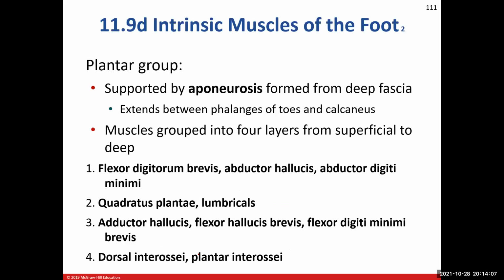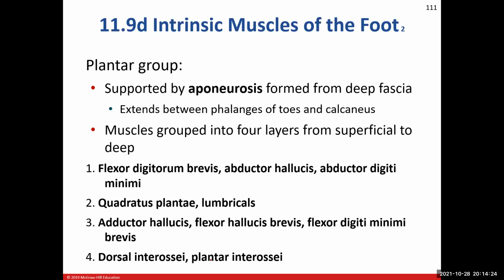The plantar group, on the underside of the bottom of your foot, we have 4 layers. I'm just going to show you some of these. You're not responsible for knowing these for lab, okay? But this is an anatomy course, so I still need to show you this, okay?